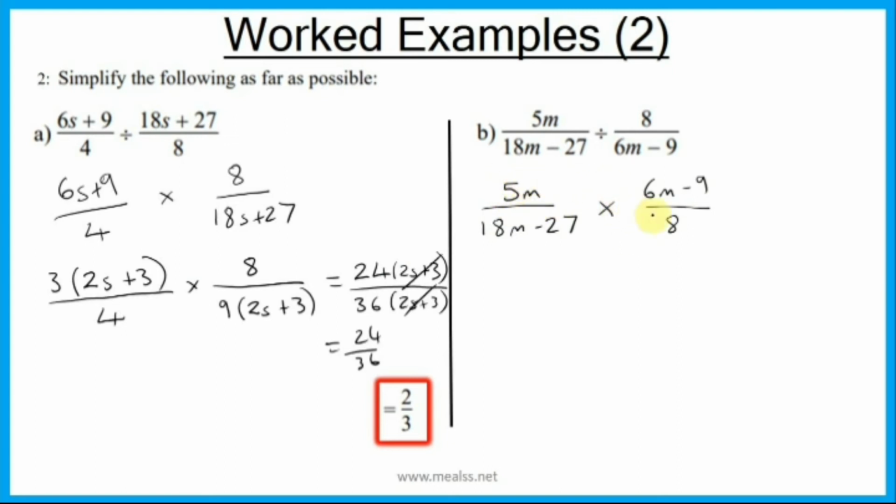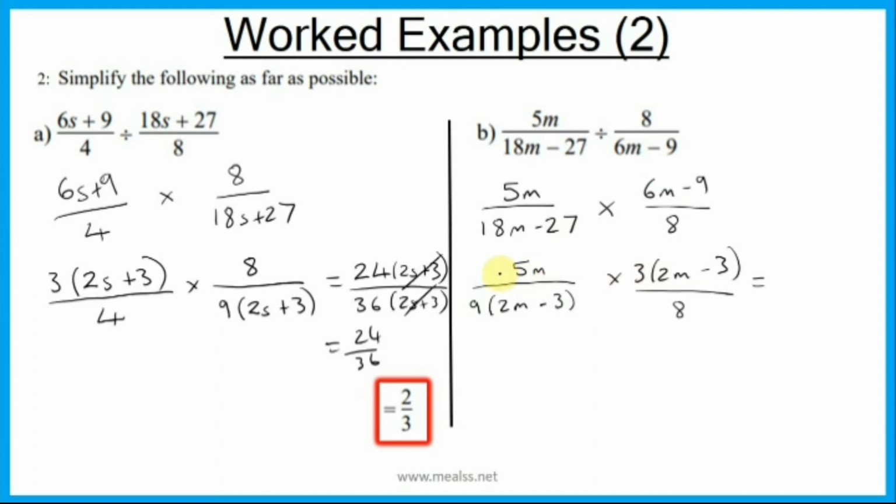So we cannot factorize this here or this here, but these two expressions we can. So what we're going to do is 5m over, so what's a common factor between 18 and 27? 9, and that's going to be 2m minus 3, multiplied by common factor here is going to be 3, and that's going to be 2m minus 3 over 8. So let's just check that. 3 times by 2m is 6m, 3 times by minus 3 is 9, 9 times by 2m is 18, 9 times by minus 3 is minus 27.